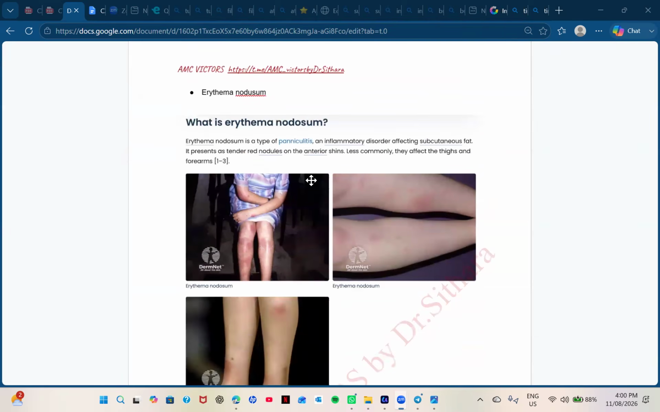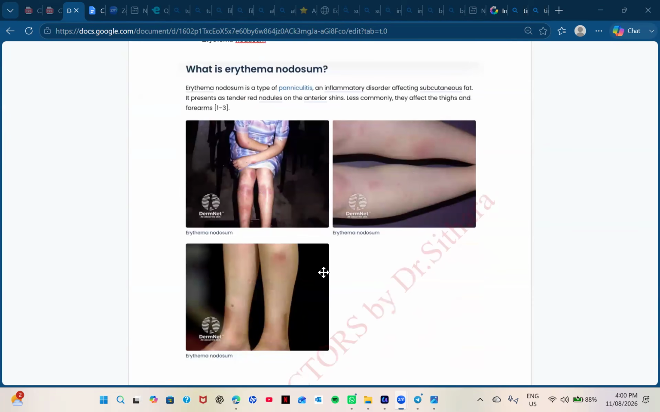So erythema nodosum, I recently also explained. It's a panniculitis, symmetrical. You can see inflammatory panniculitis nodules. It's painful, like fat tissue inflammation. It can be associated with TB and IBD. Those are the things that can be associated.